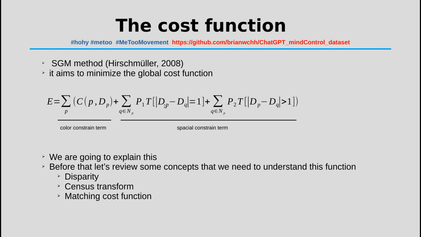When you look at this cost function, don't be scared. It can actually be separated into two parts. The first part is the color constraint term, which is what we're going to talk about today. The second one is the spatial constraint term, which we will talk about in the next episode. Before we explain this, we need to understand disparity, census transform, and the matching cost function.